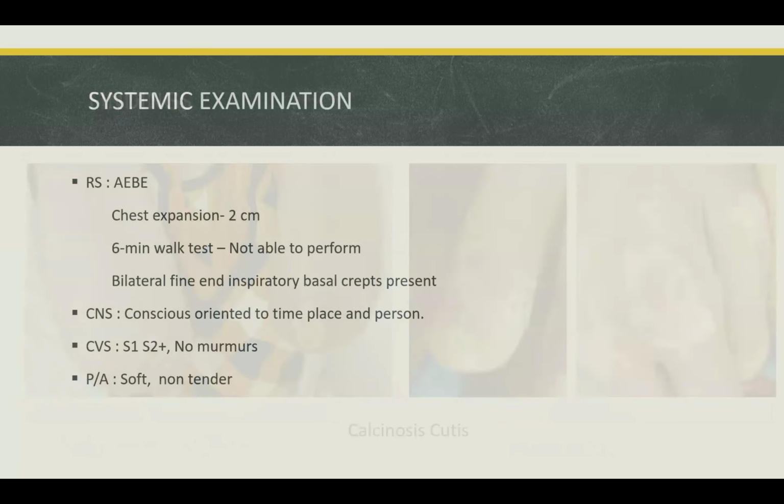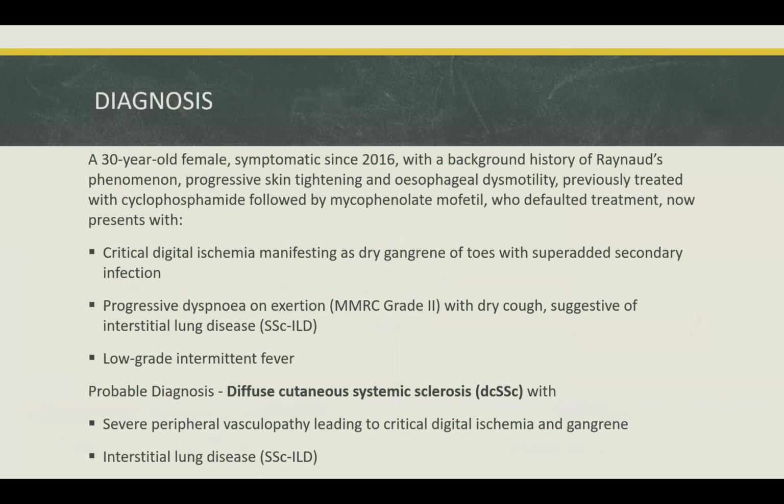Final diagnosis: 30-year-old female, symptomatic since 2016, history of Raynaud's, progressive skin tightening, esophageal dysmotility, previously received immunosuppressant but defaulted treatment, now presented with critical digital ischemia manifesting as dry gangrene of toes with superadded secondary infection, progressive dyspnea on exertion with dry cough suggestive of interstitial lung disease, and low-grade intermittent fever. Diffuse cutaneous systemic sclerosis with severe peripheral vasculopathy leading to critical digital ischemia and gangrene, and interstitial lung disease.